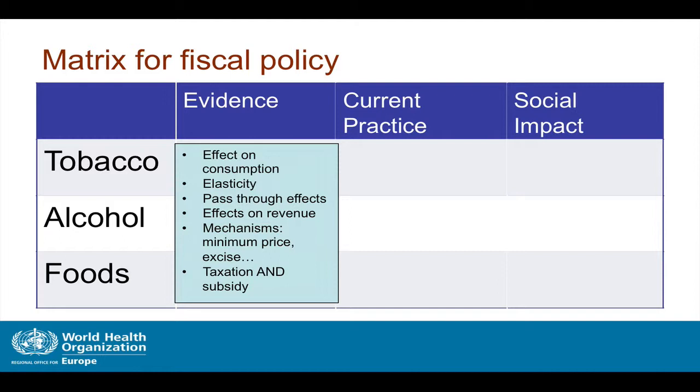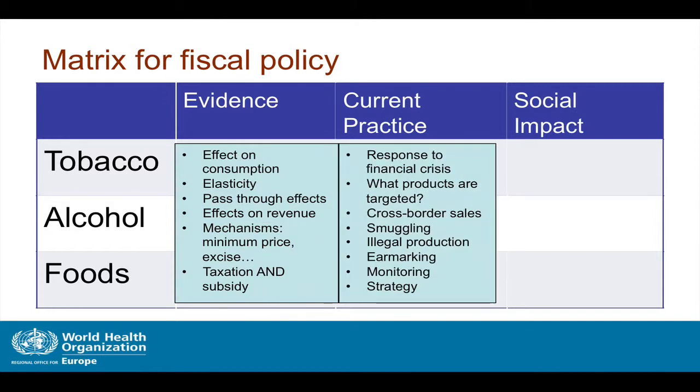Going quickly through the evidence: the effect on consumption, elasticity, things like what if you put high prices on certain products, can people move to other products, are they willing to go along with price increases, and for how long. Then you also have to look not only at taxes, but the other side of the coin, the subsidies, selective subsidies.